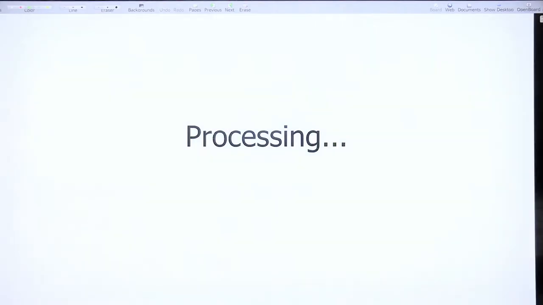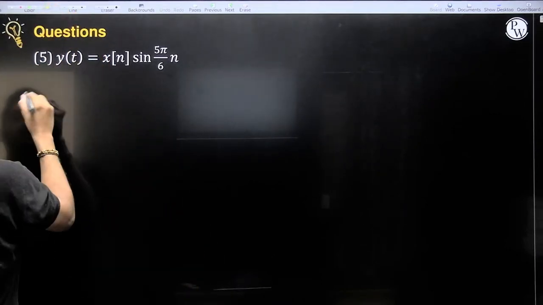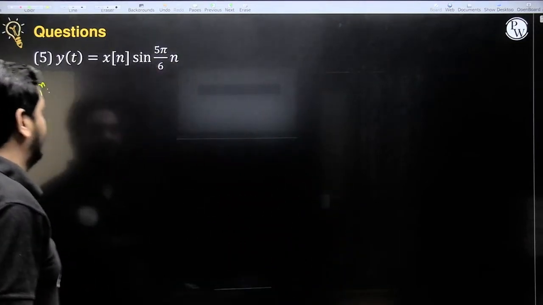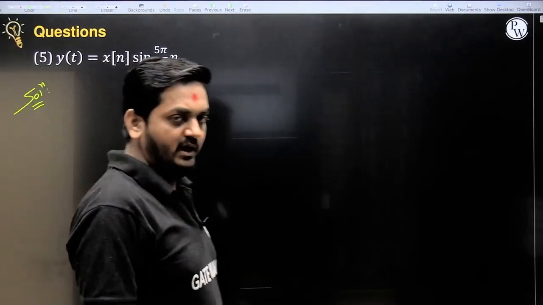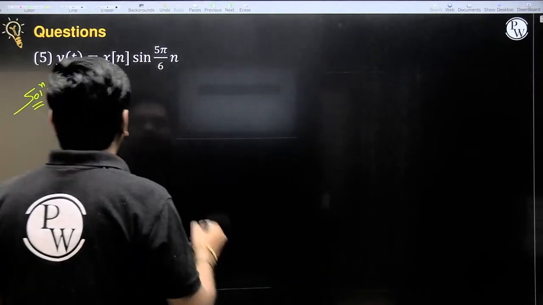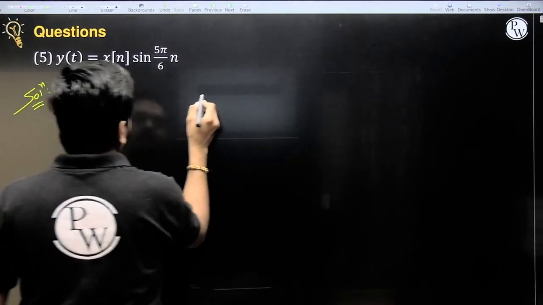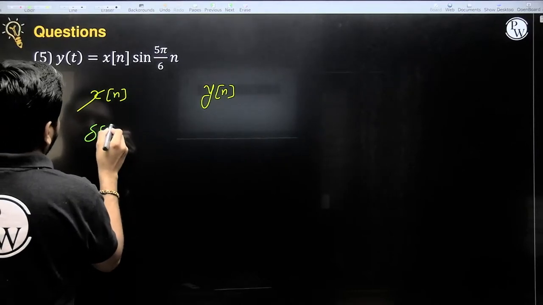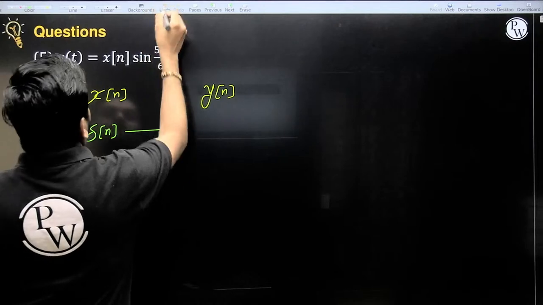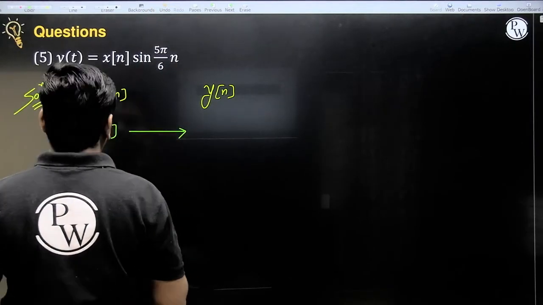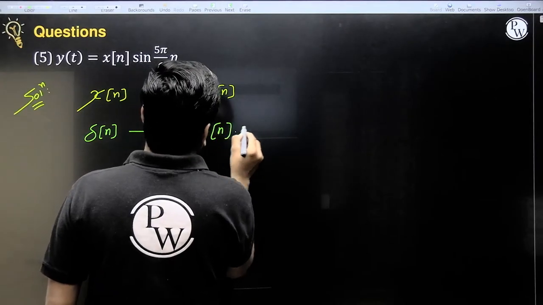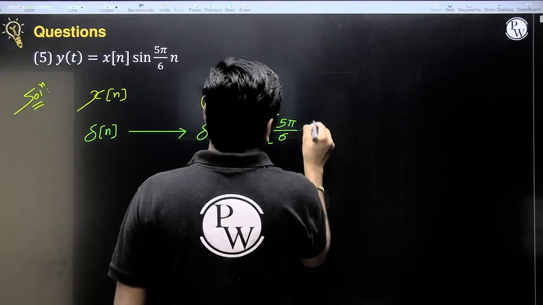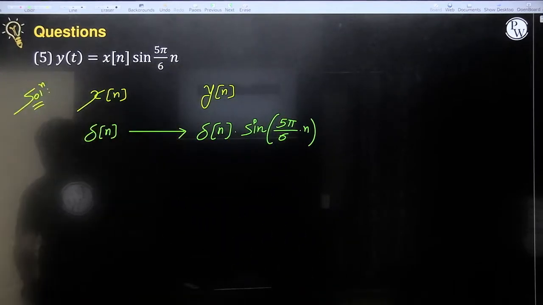Fine. Now let me take one more question: x of n into sine of 5 pi by 6 into n. Again we can see a function of n is multiplied with x of n, so again it will be better to take x of n equal to delta n and minus delta n. Check the given system's invertibility. For x of n equal to delta n, the output is delta n into sine of 5 pi by 6 into n.